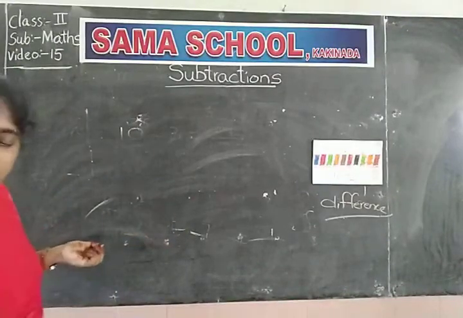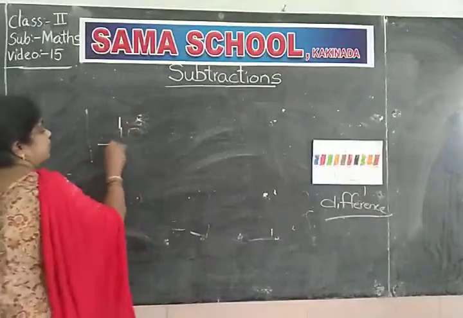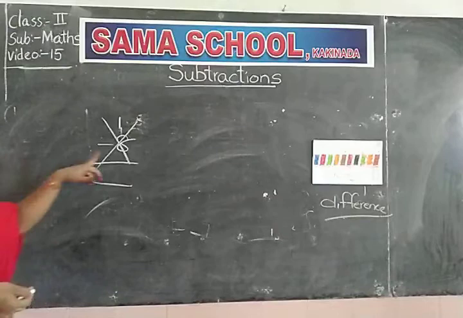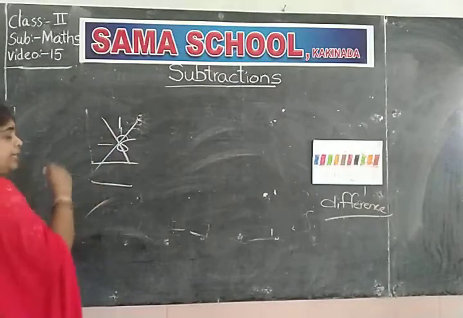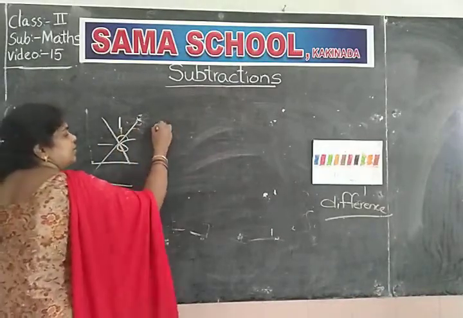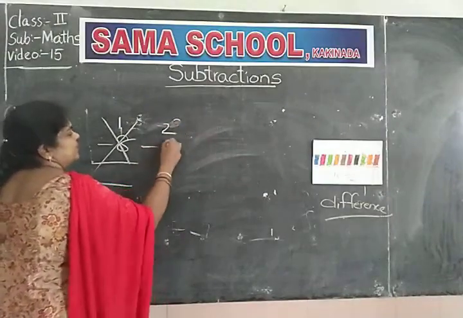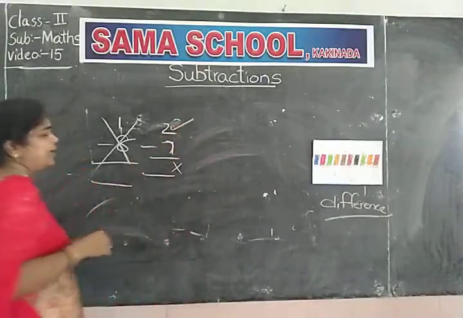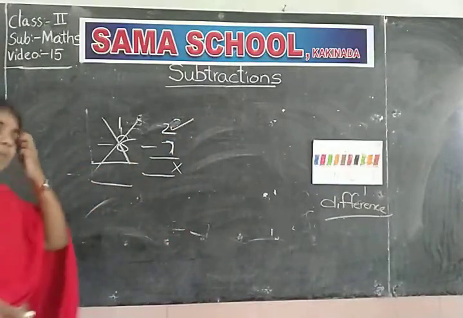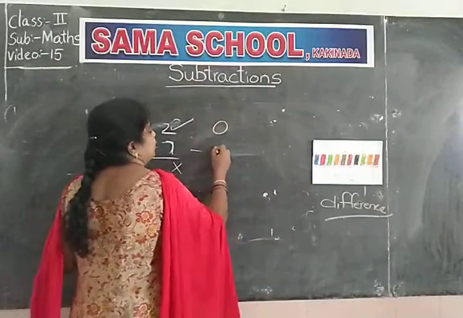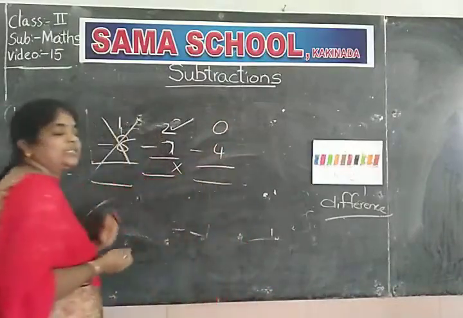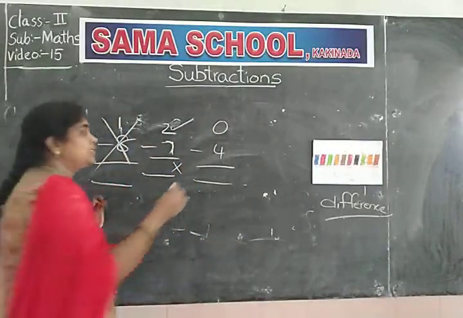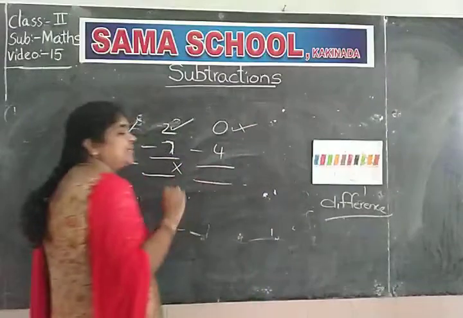When I asked you 1 minus 8, here it is not possible, because we cannot subtract a big number from a small number. Already I told you. Not only this, 2 minus 7, here also it is not possible, because 2 is a small number and 7 is a big number. See, 0 minus 4. Is it possible to subtract any number from 0? No, because already I told you 0 means nothing.